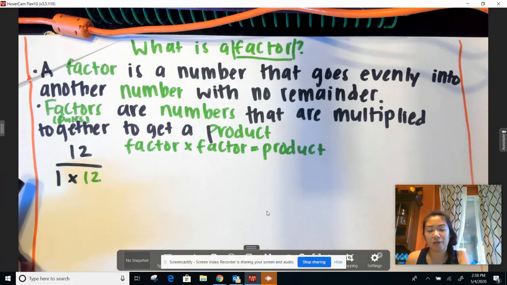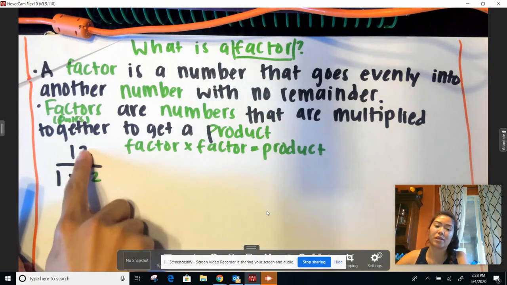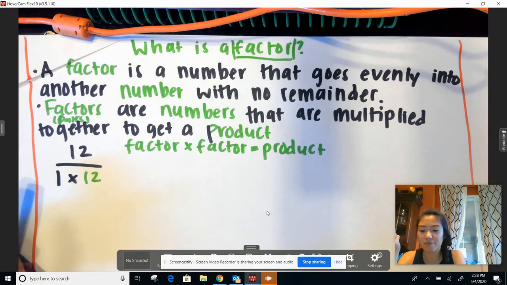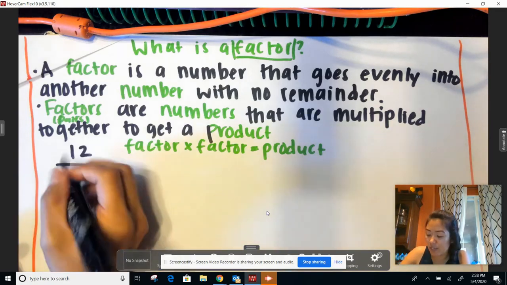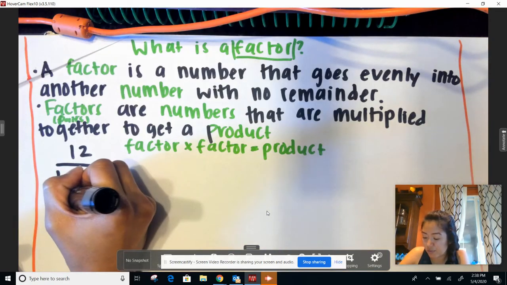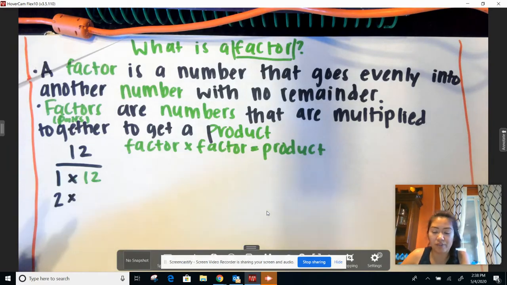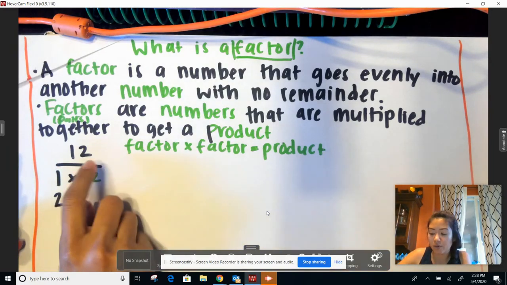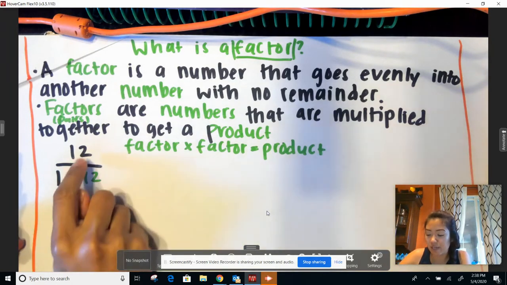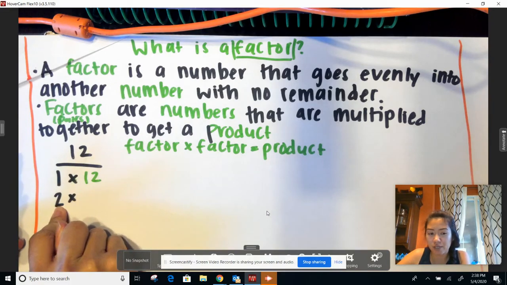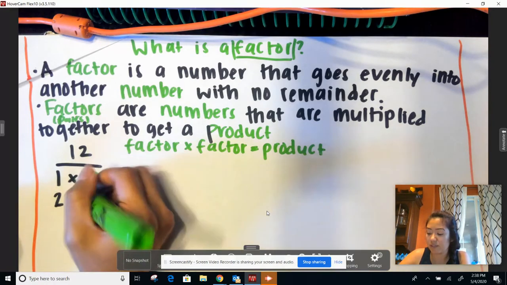Can 2 go into 12 evenly? If you know your multiples super well, then your factors will get so much easier. So I can just say my multiples of 2 and see if 12 is one of them. 2, 4, 6, 8, 10, 12. Hey, look at that. It goes evenly into 12. So yes, 2 is a factor of 12. And 2 times what equals 12? Or the inverse of that, 12 divided by 2 equals 6.